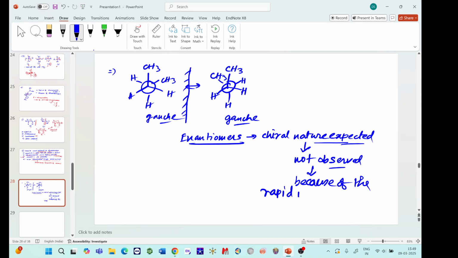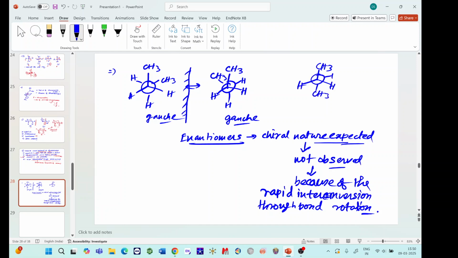rapid interconversion through bond rotation. And you know that this anti form, CH3, H, H, CH3, H, is much more stable because it is lowest in energy. We discussed it in the last class.